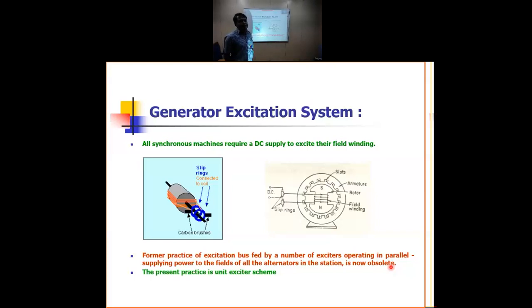So that separate exciter for individual generator is known as unit exciter scheme, and that is the most common and most acceptable nowadays. And by unit exciter scheme, the generator is independent. That means it is not depending on any external DC source from where it has to get DC power. So it need not depend on any external source. Inbuiltly, it has its own exciter from where it will get the DC power.